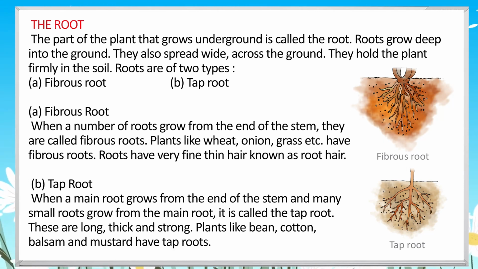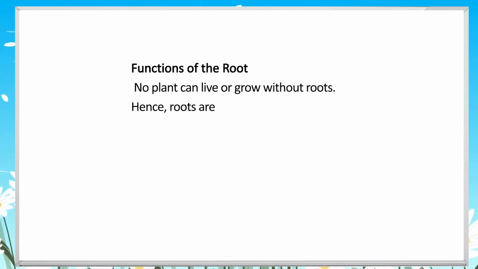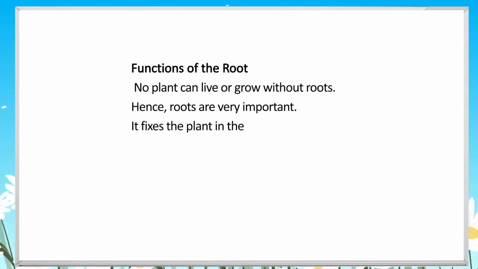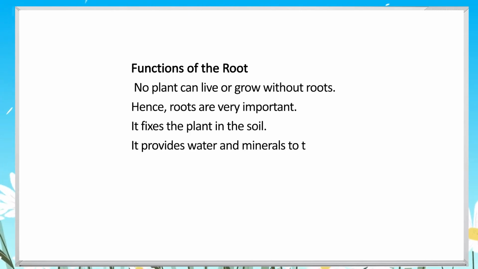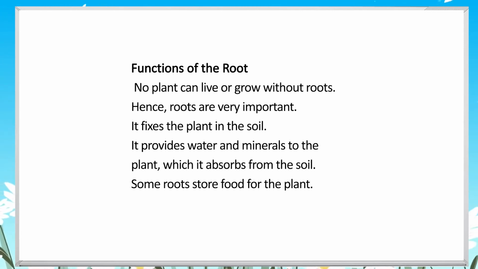B. Taproot. When a main root grows from the end of the stem and many small roots grow from the main root, it is called the taproot. These are long, thick and strong. Plants like bean, cotton, balsam and mustard have tap roots. Functions of the root. No plant can live or grow without roots. Hence, roots are very important. It fixes the plant in the soil. It provides water and minerals to the plant, which it absorbs from the soil.